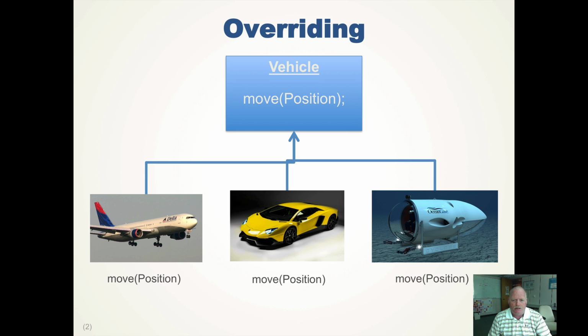As we talked about last time, we have the idea of a class. In this case, we have a vehicle class, and it has a move method that says move your vehicle to a position. We have three subclasses: an airplane, a car, and a submarine. They don't have to implement it, but they would want to implement the same move method, because moving an airplane is obviously different than moving a car, which is very different from moving a submarine.